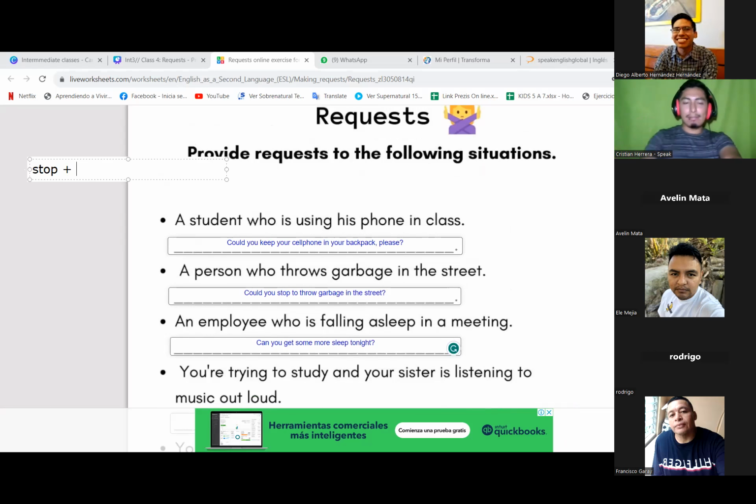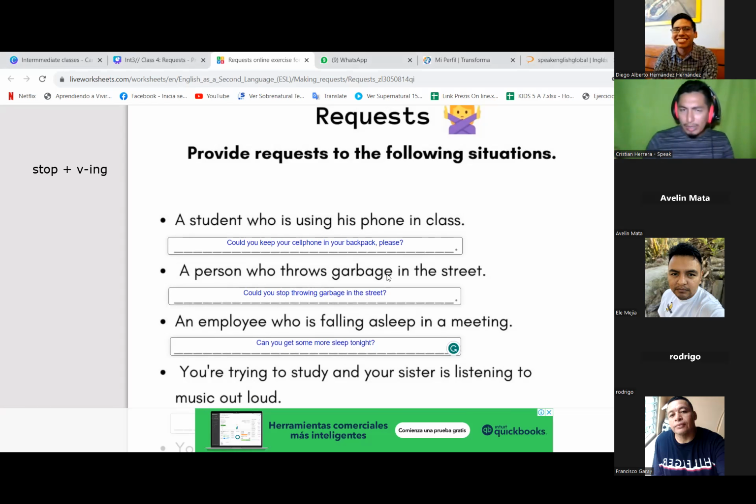But in this case, everybody, remember that when we use stop, the next verb is going to be in ing. Can you stop using your cell phone? Okay, could you stop using your cell phone? Could you stop throwing garbage in the street? So I will change this. Oh, give me a second. I'm going to change this exercise, this answer, just because it's missing ing. Okay, that's the only thing.